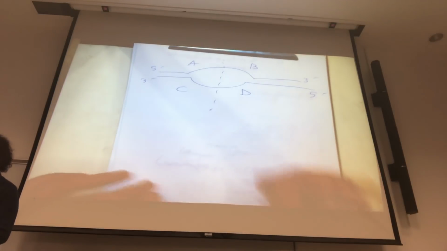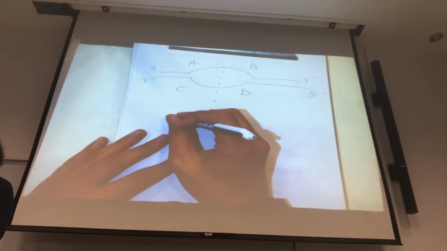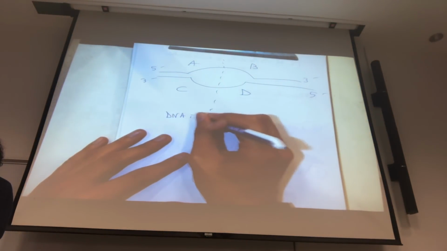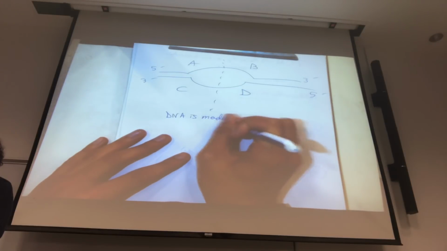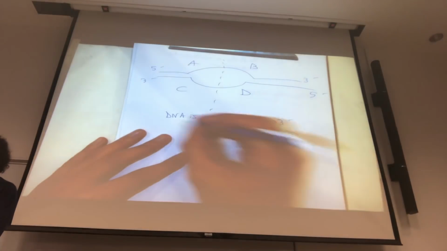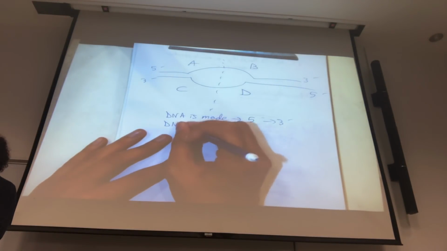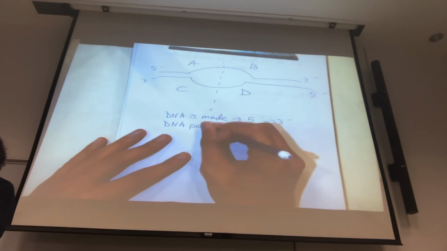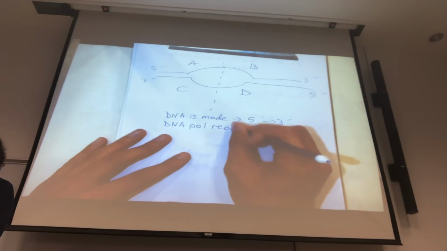The main principle is the following. If DNA is made in a 5' to 3' direction, what direction will polymerases read the template in? 3' to 5', exactly.